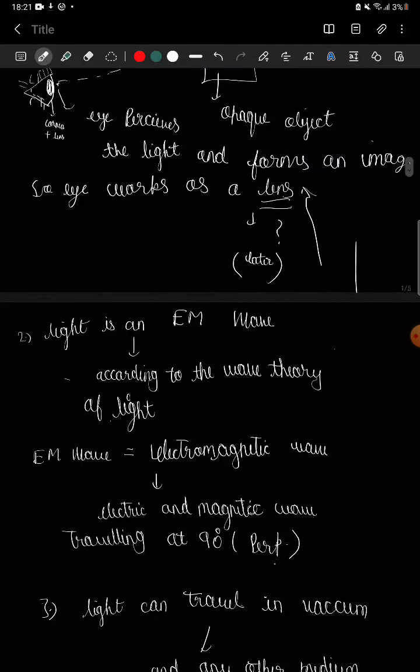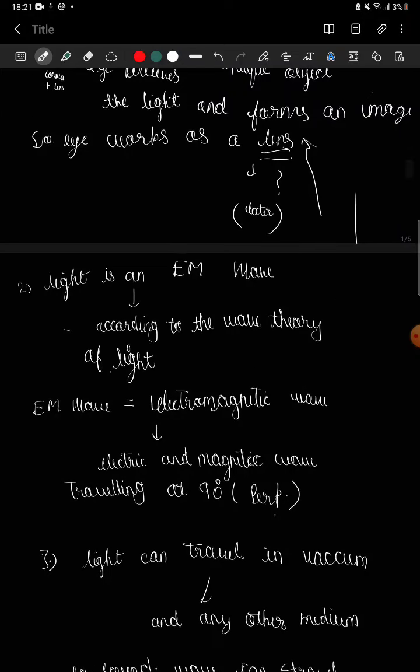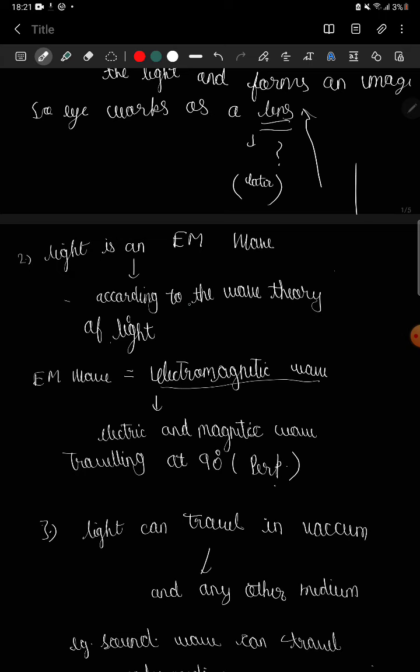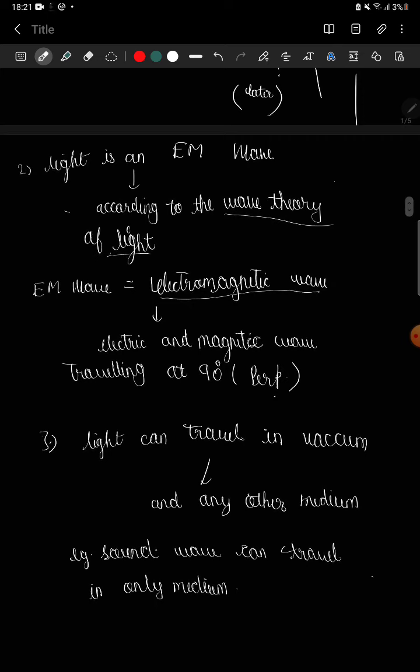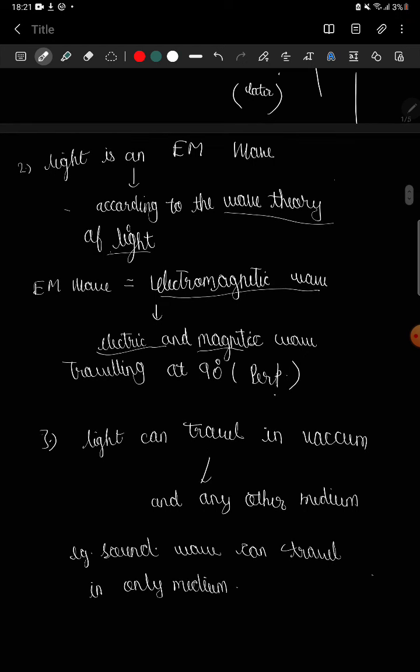So second point, light is an EM wave. EM wave means electromagnetic wave, and according to the wave theory of light, an EM wave is considered as light, right? Light can be considered as a wave also, as photons also, different theories. The wave theory of light and the particle theory of light, right? So what do electromagnetic waves consist of? Electromagnetic waves are basically electric plus magnetic waves traveling perpendicular to each other. So they are perpendicular and they travel, electric and magnetic waves. So that forms an electromagnetic wave.